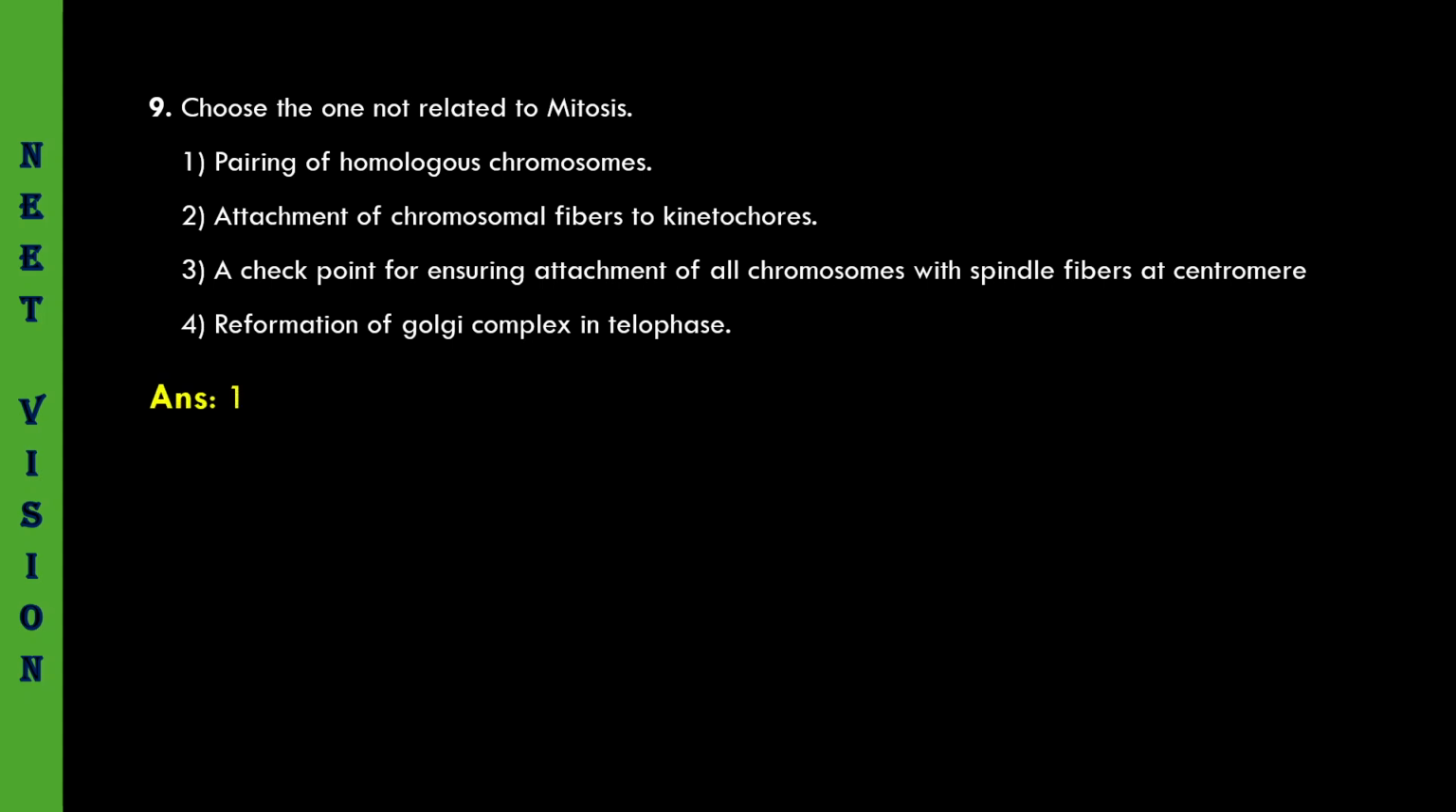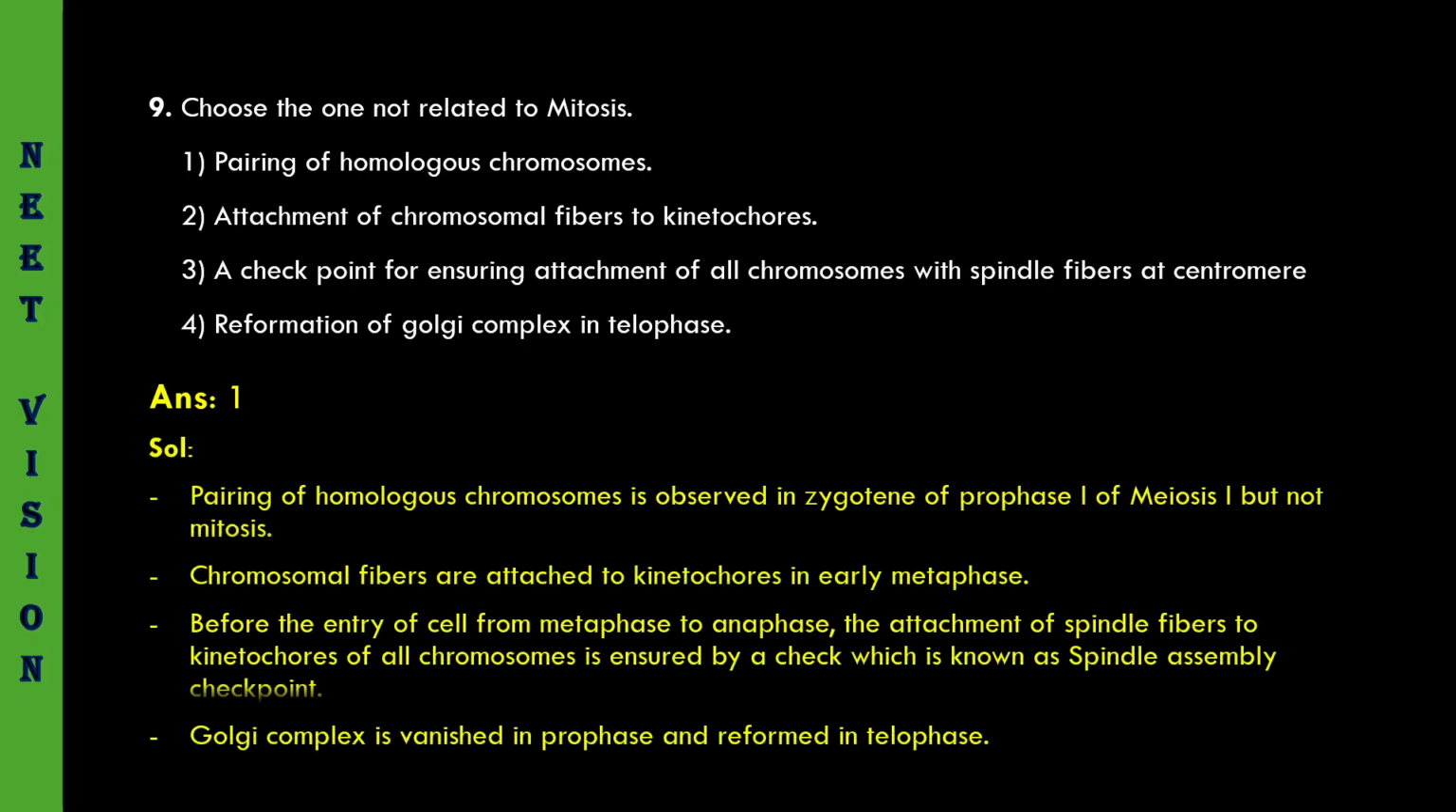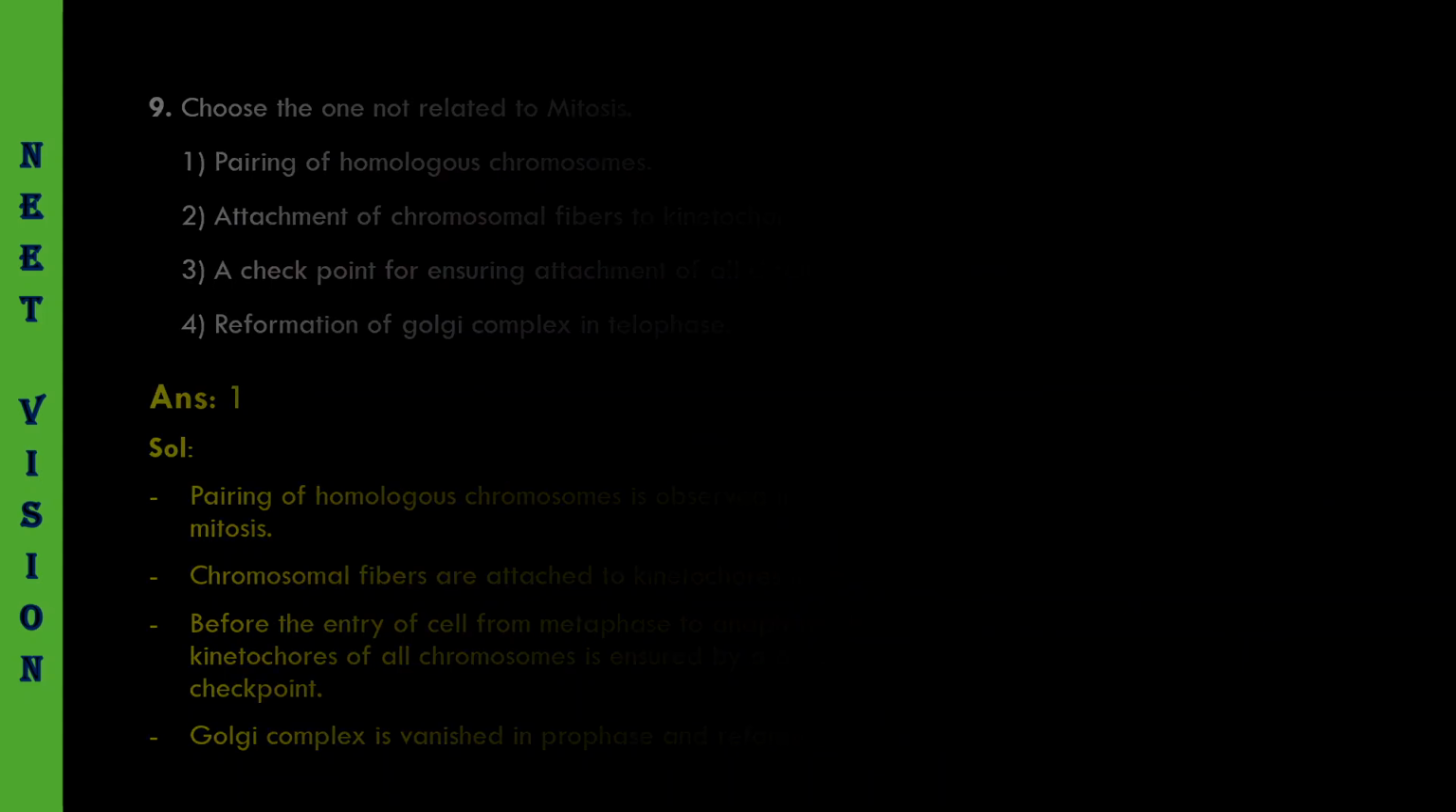Let us see the answer: 1. Here is the explanation. Pairing of homologous chromosomes is observed in zygotene of prophase 1 of meiosis 1, but not in mitosis. Chromosomal fibers are attached to kinetochores in early metaphase. Before the entry of the cell from metaphase to anaphase, the attachment of spindle fibers to kinetochores of all chromosomes is ensured by a check known as the spindle assembly checkpoint. Golgi complex vanishes in prophase and is reformed in telophase. Next one.